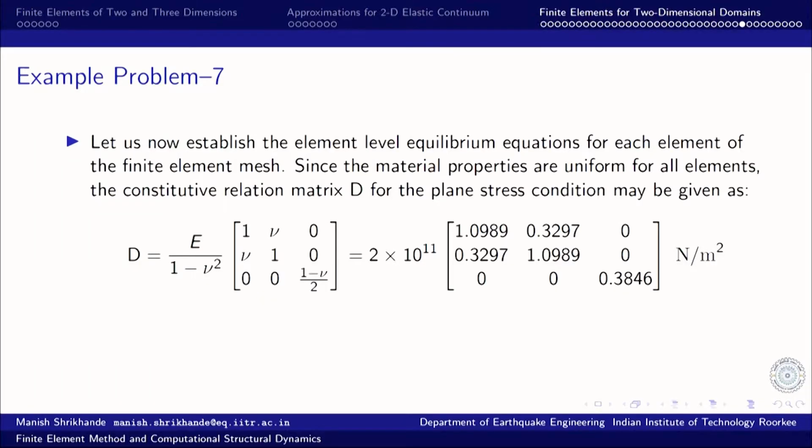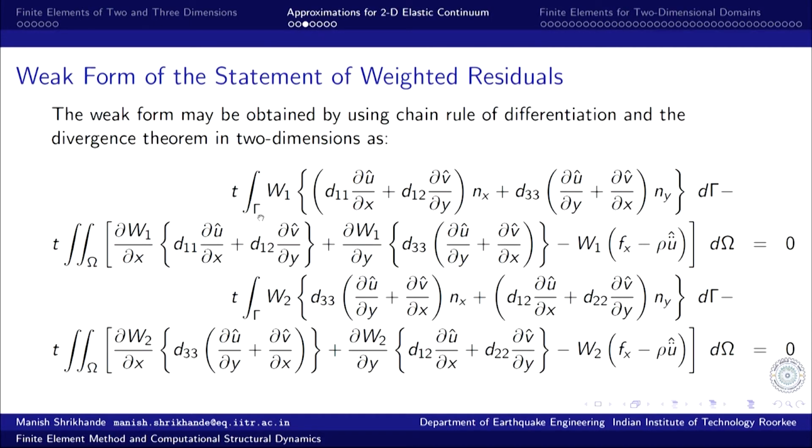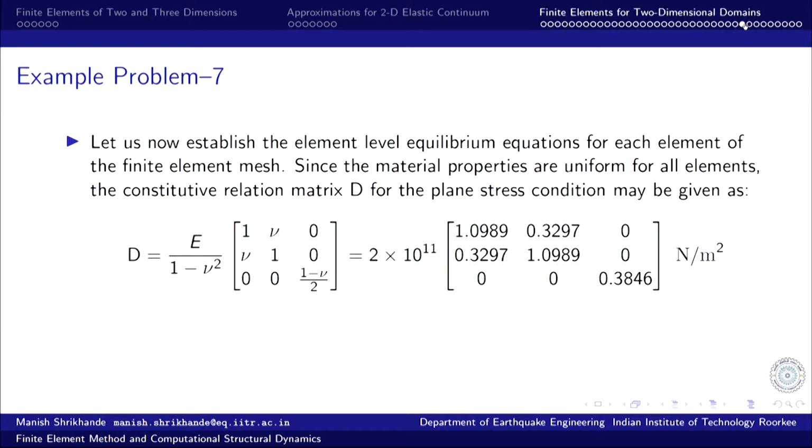So, in order to establish the element level equilibrium equations, we need the constitutive matrix D for plane stress conditions, with coefficients D11, D12, D33, etc. These are the coefficients of the constitutive matrix, and of course they are going to be different for plane stress conditions and for plane strain conditions.